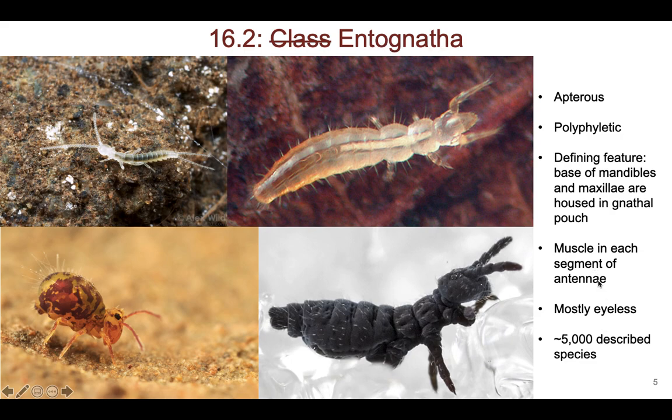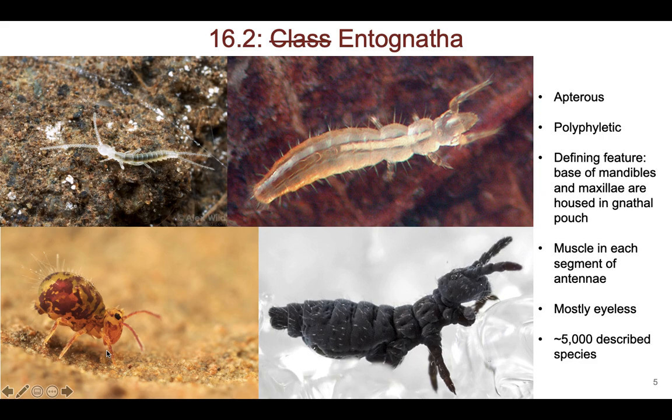Another thing that's common amongst them is that if they have antennae, there's a muscle in each segment of the antennae. Insects, on the other hand, only have muscles in the two segments closest to the body of their antennae. The rest don't have muscle attachments in them. For the most part, this group is eyeless, and we'll talk about why in a little bit.